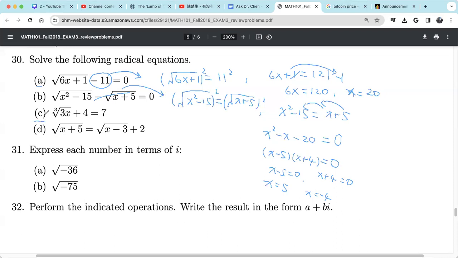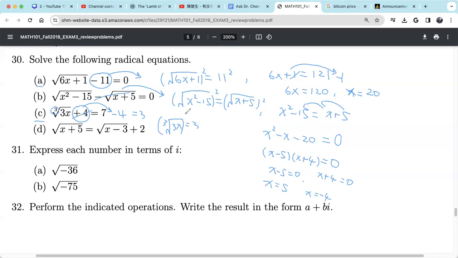Now let's see C. C is a cubic root, so the index is 3. We want to combine, because 4 and 7 are like terms. So we want to combine those 2 like terms. Move 4 to the other side, it becomes a minus. So we have the cubic root of 3x equals 3.